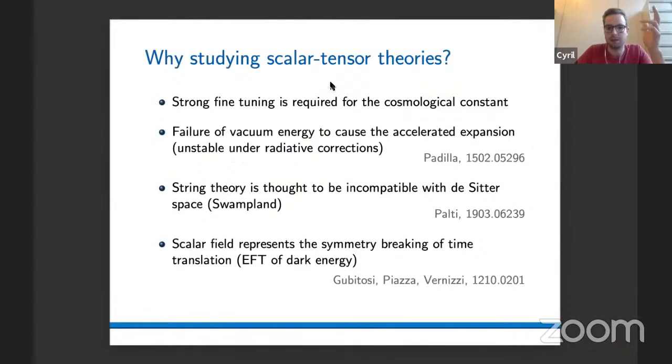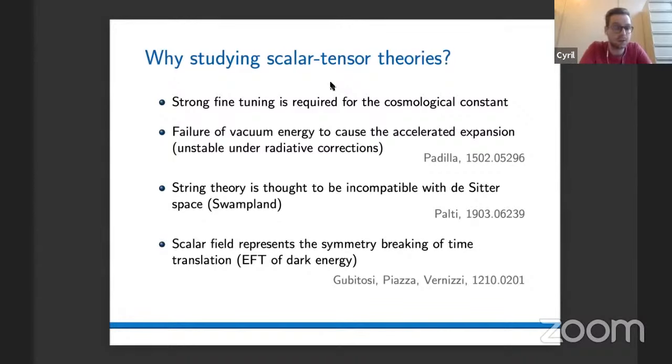So first, why do we study scalar tensor theories? There are different reasons, more or less convincing. The one that is usually cited the most is that the cosmological constant is very small, and you need a very strong fine-tuning to satisfy observation. And this is usually unsatisfactory for physicists because we would like to predict this behavior.